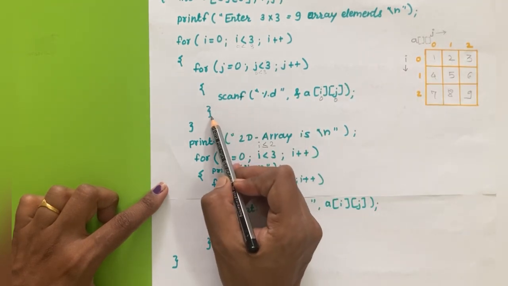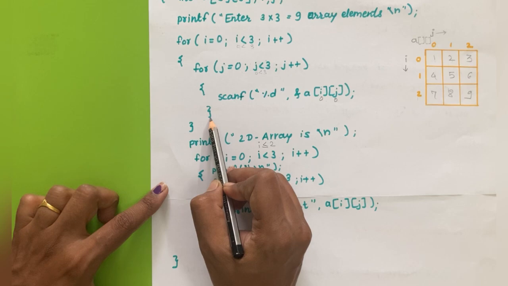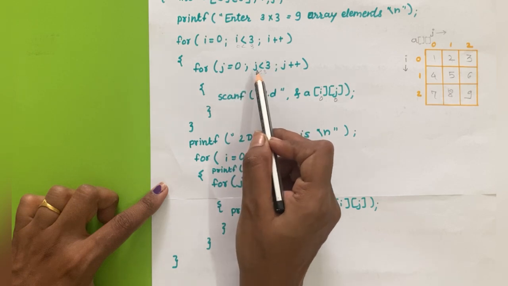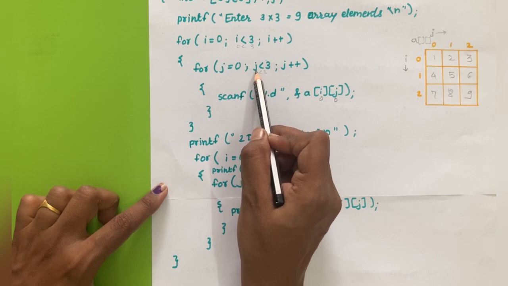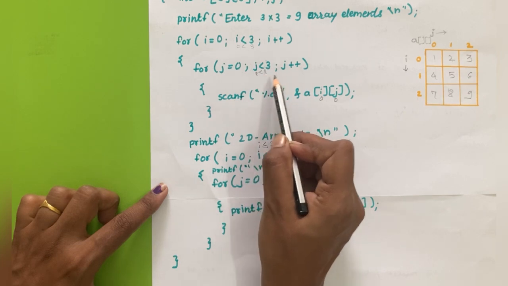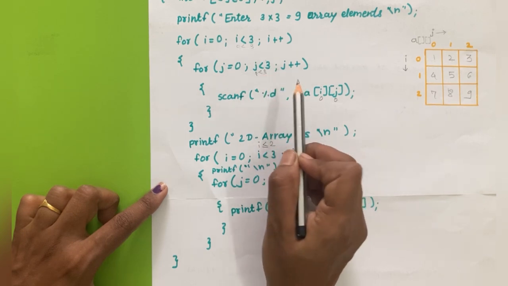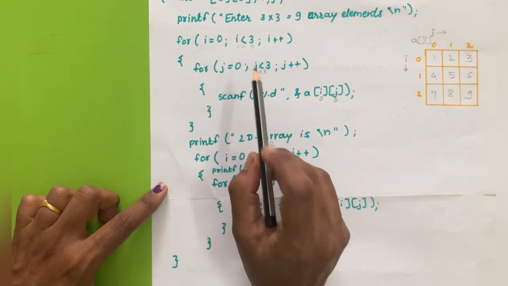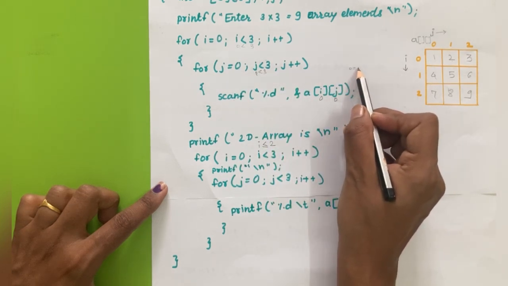Now, after this scanf, we don't have any statement to execute, so j will get incremented. Now the value of j is 1. The condition j less than 3 will be checked. The value of j is now 1, and 1 is less than 3, so the condition is satisfied and it moves inside the loop. Now the value of j is 1, but the value of i is not incremented. It is still 0.